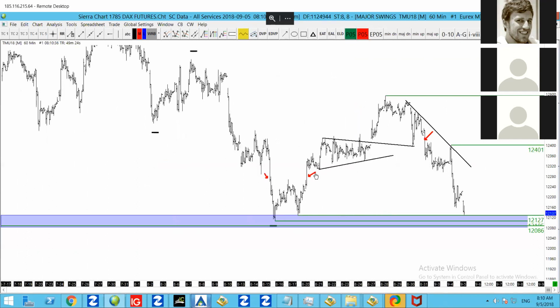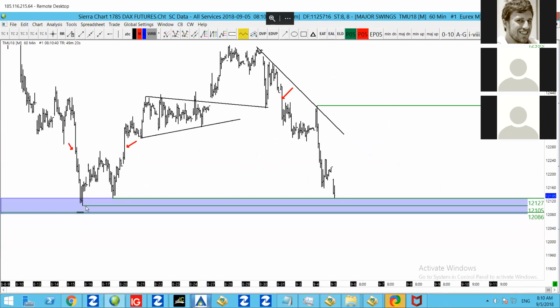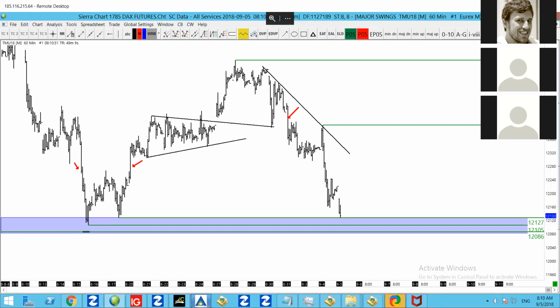So I'm kind of looking for a spot to see how we react, and anywhere in there could be interesting to see. Would I be surprised if we just completely take this zone out? No. We're historically in that weaker season now. And this has been a pretty sharp decline since the 27th, 28th of August.